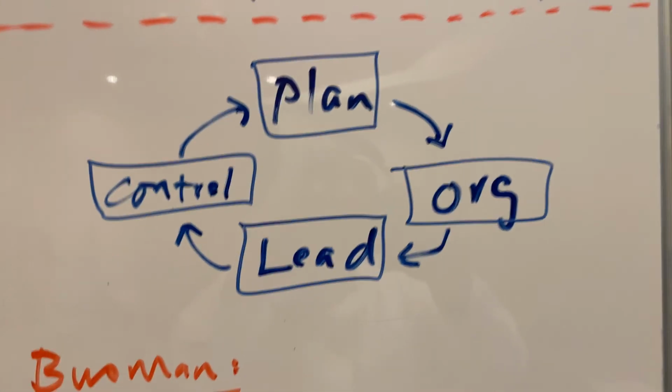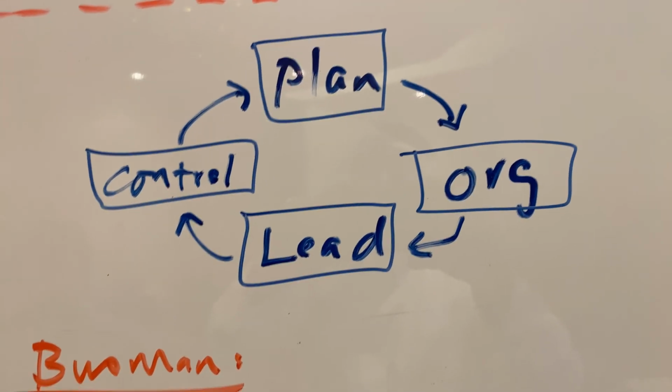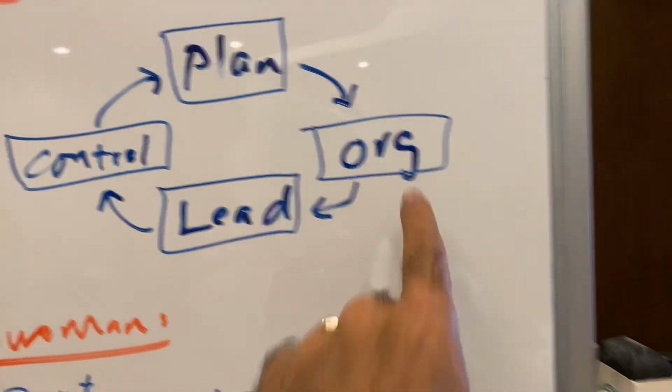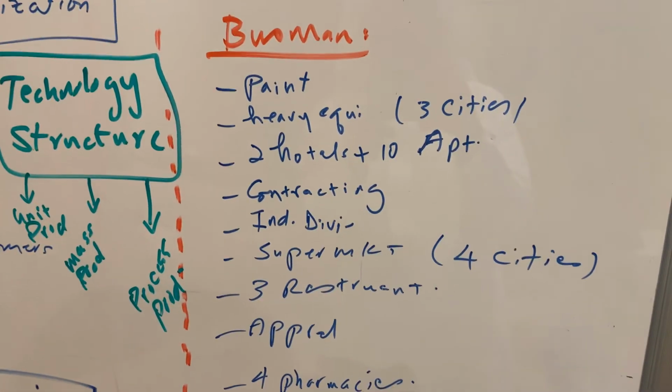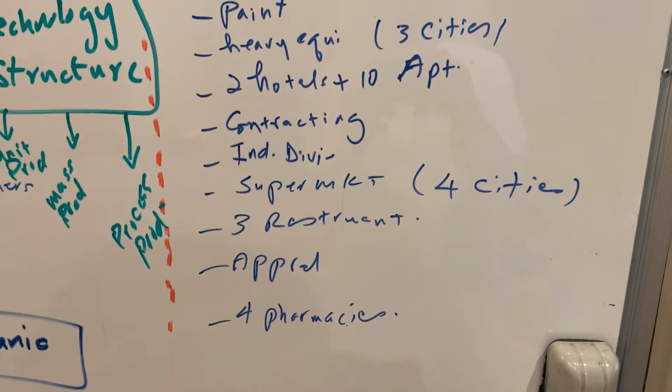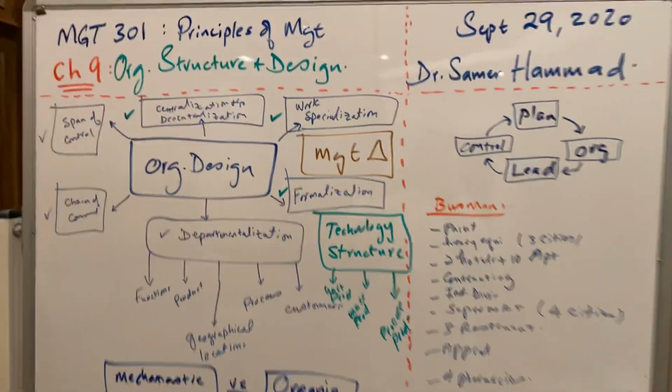And this is the managerial function: planning, organizing, leading, controlling. And we are on this organization. And this is the example that we had, that if you are a businessman, you have all these types of activities. How would you divide that into the structure?